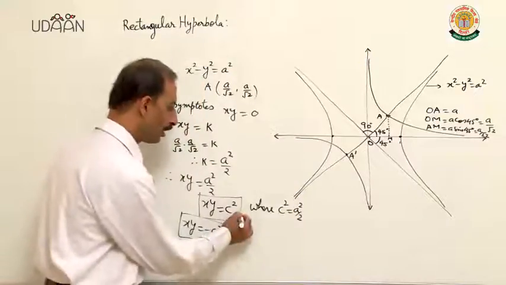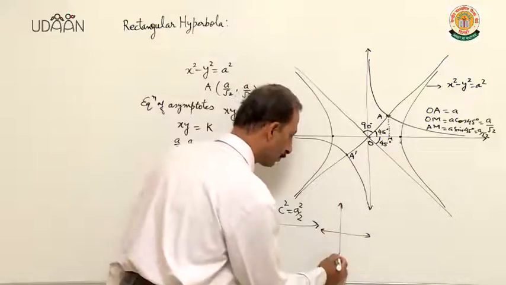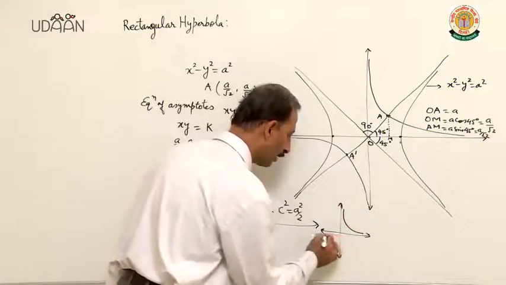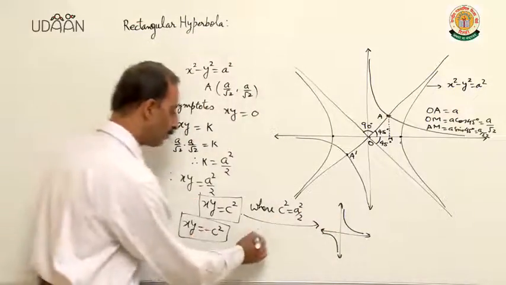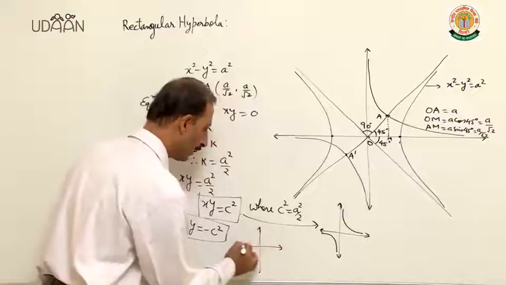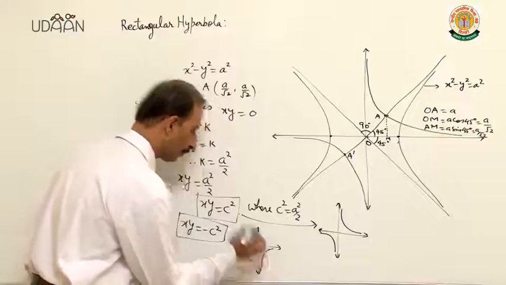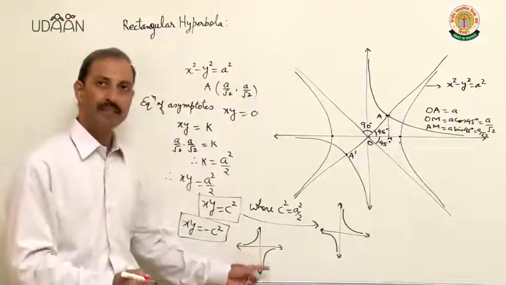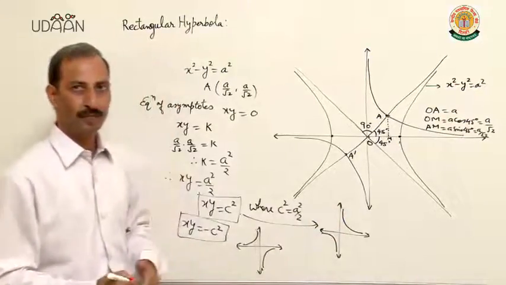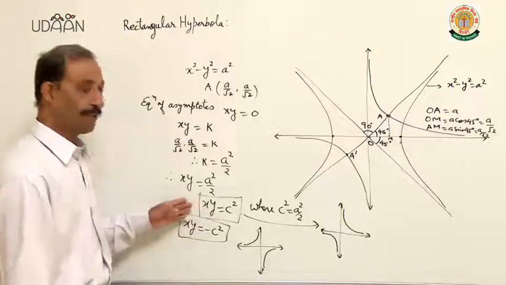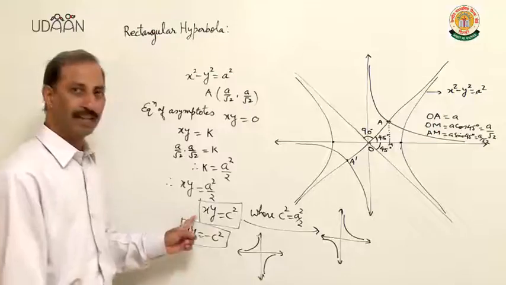So for xy is equal to c square, its shape you will get of this type. This is the rectangular hyperbola of xy is equal to c square, and xy is equal to minus c square, its shape you will get of this type. This will lie in the second and fourth quadrant, and xy is equal to c square lies in the first and third quadrant. These are the standard forms of the xy is equal to c square rectangular hyperbola, and the asymptotes now here are the coordinate axes.